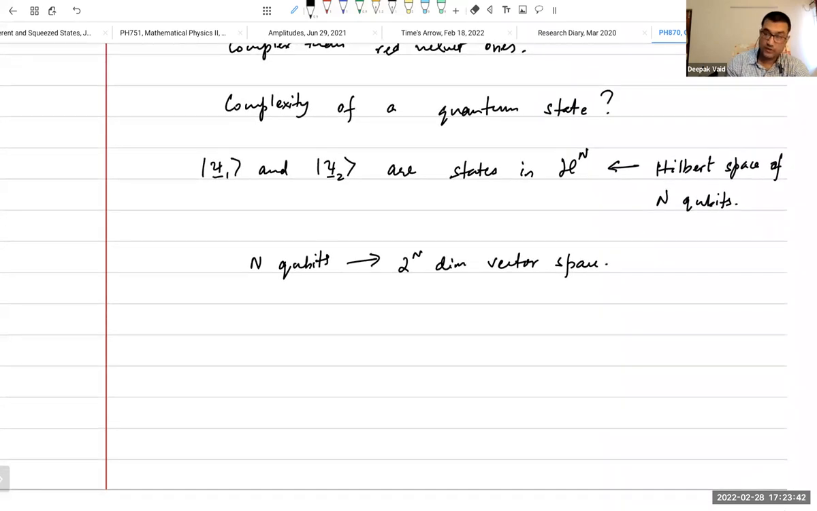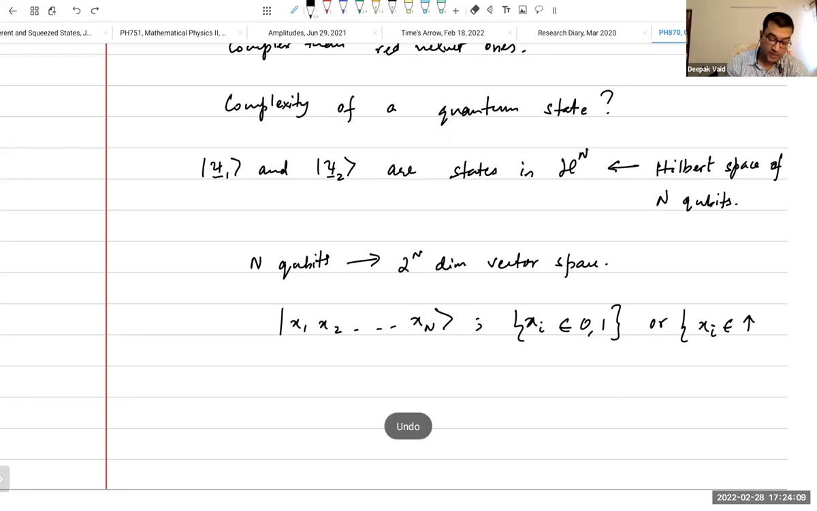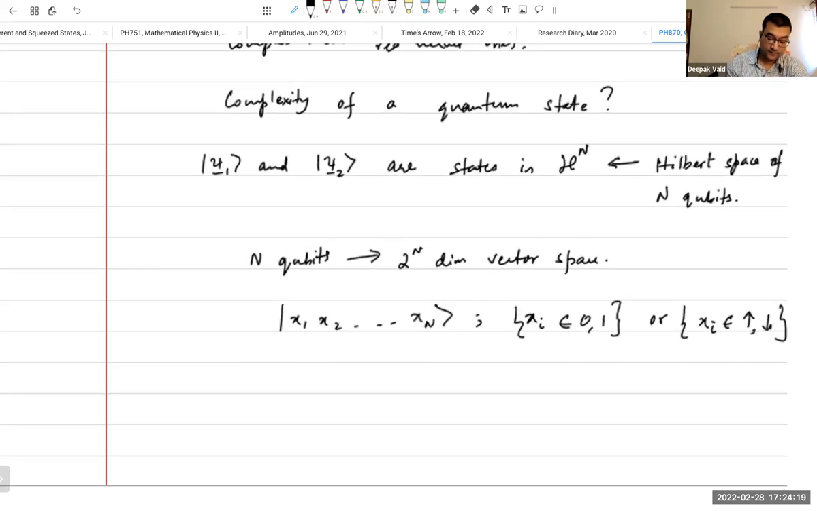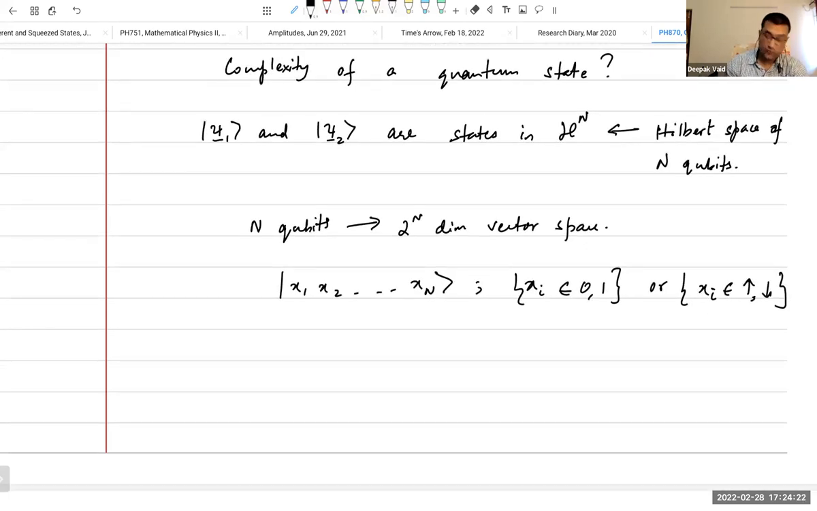What are these basis vectors? These basis vectors can be labeled in this way, where each of these elements x1 to xn takes values in 0 or 1. Or instead of saying 0 and 1, you can also say up and down or red and blue or whatever, it doesn't matter. You have two distinguishable outcomes. If you look at all the possibilities, you get 2 to the n such vectors. This is a basis vector, which I will just write as x.